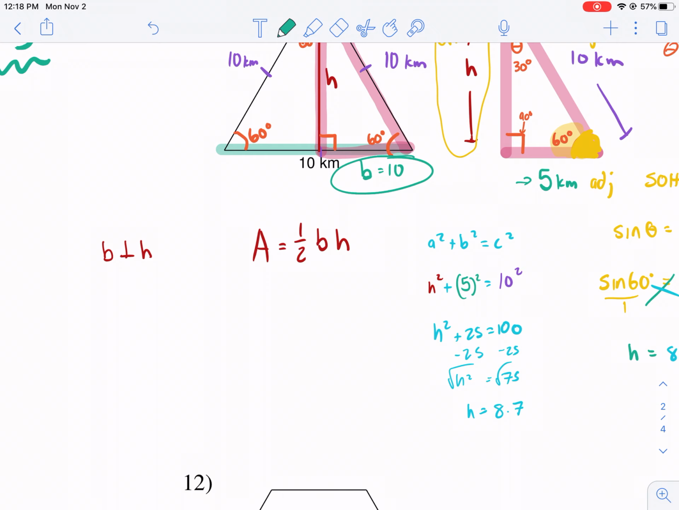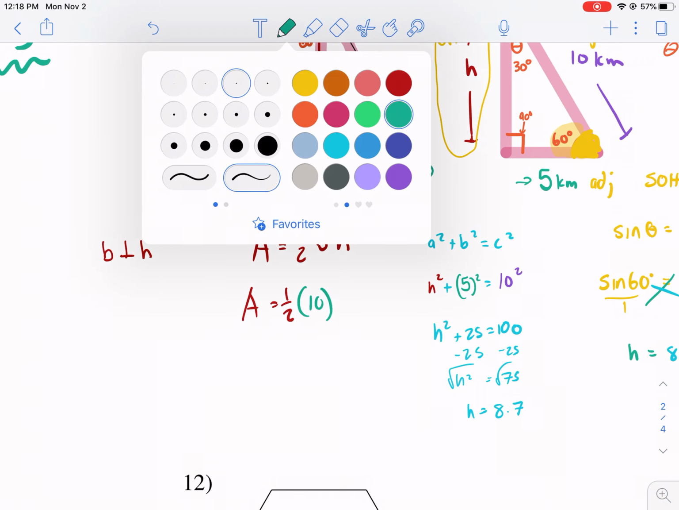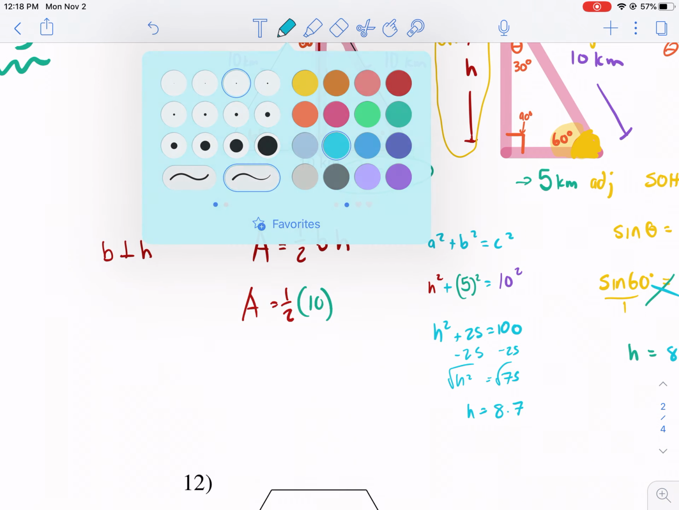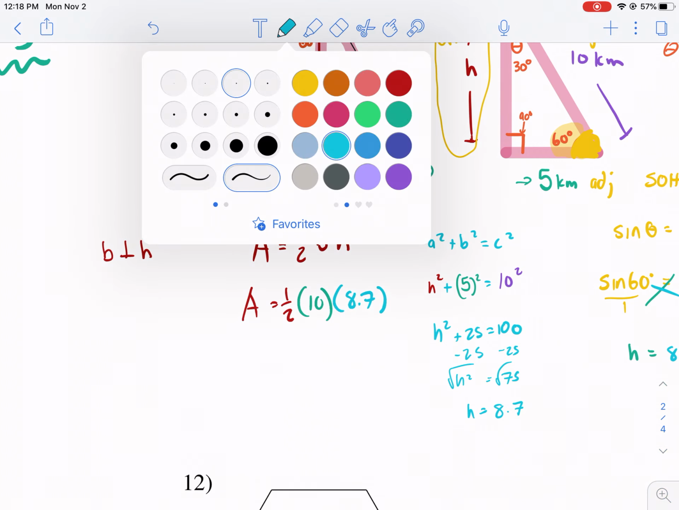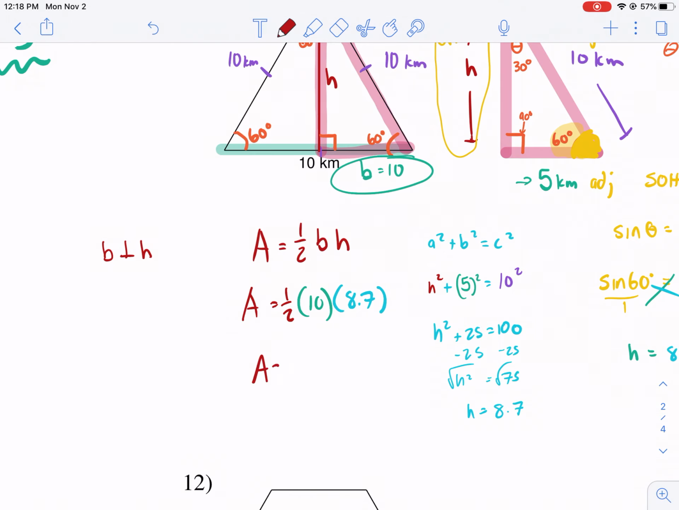So we get area equals 1/2 our base, which is 10, times our height, which we found to be 8.7. Whoops. And we're ready to multiply. So really we can just do 5 times 8.7. Just type this in on your calculator. We get 8.7 times 5, because 1/2 times 10 is 5. And we get our area is equal to 43.5 kilometers, don't forget the units, squared.